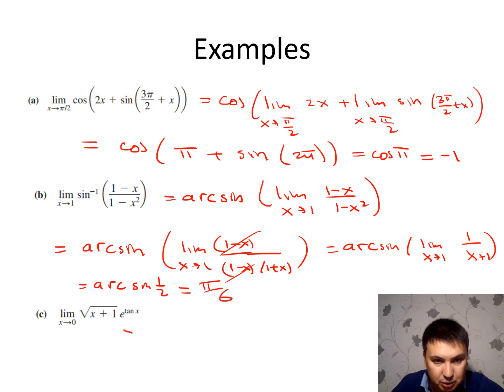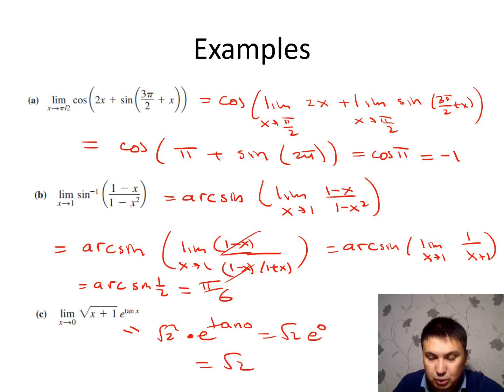And finally, let's quickly do this. So this is simply letting x go to 0. So this is square root of 2. And here it's e to the tangent 0, but tangent 0 is 0. So this is the square root of 2 times e to the 0. So this is square root of 2 because e to 0 is equal to 1. Okay?